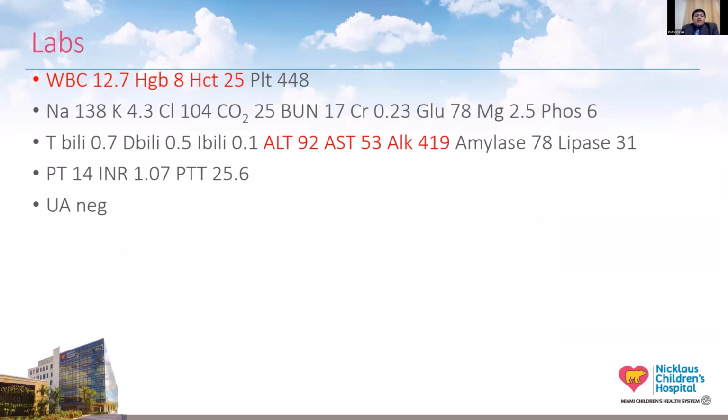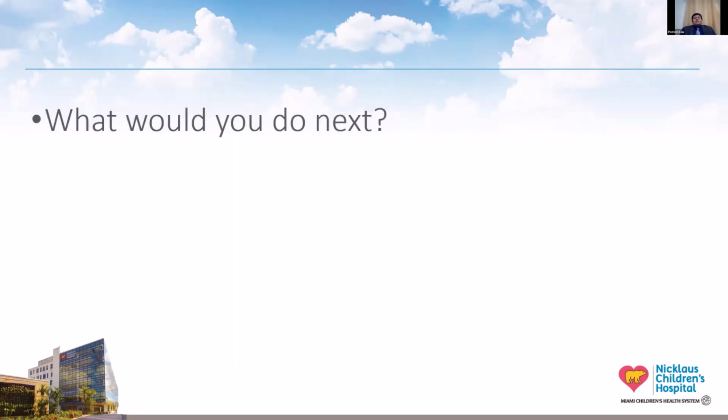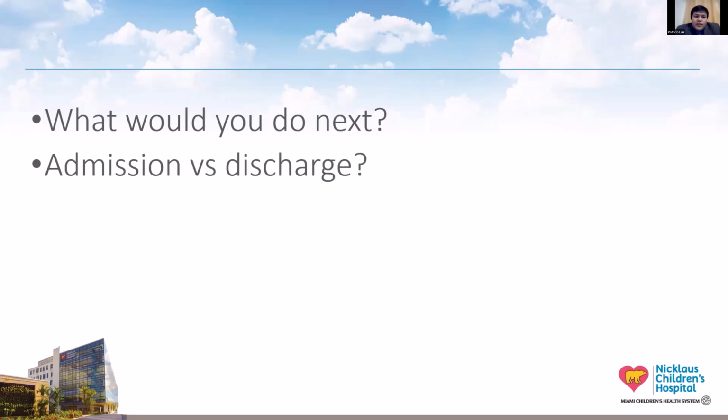Labs were done. Overall, the anemia of the child seemed to have worsened, which was odd, because now the patient's hemoglobin was 8. But they also noted that the ALT was 92 and the AST is 53, mildly elevated. Alk Phos elevated at 400, which is not that abnormal in somebody with fractures. But overall, those are the labs we saw on the patient. So again, at this point, what do you want to do? Clearly, we cannot send the child home, but the question is, where are you going to admit the patient to?